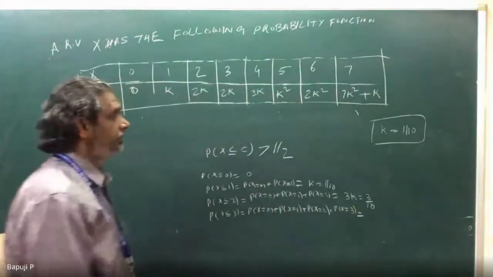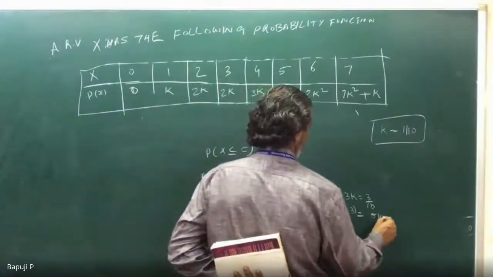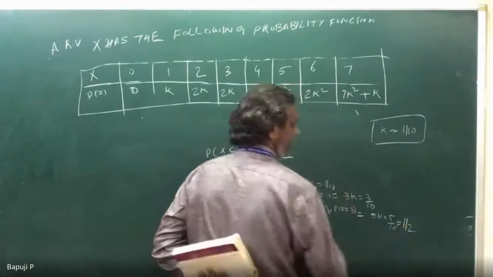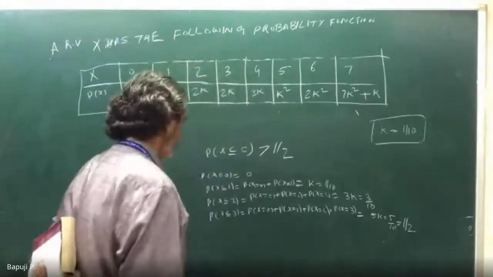Then what will we get? 2 by 5, 5k. This is equal to half. It's not greater than half. Correct or not?